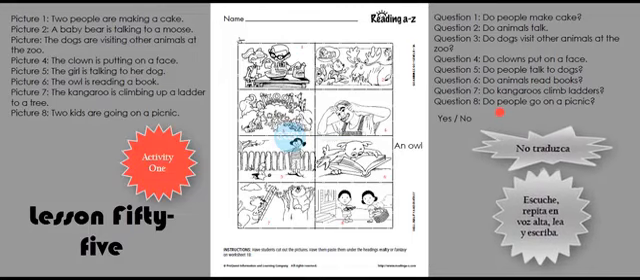Entonces la pregunta primera es, ¿do people make cake? Para esta imagen. Do people make cake? Yes or no? Para mí, the answer is yes. Question 2. Do animals talk? Do animals speak English, Spanish, Portuguese, Japanese, or other languages? Yes or no? To me, the answer is no.